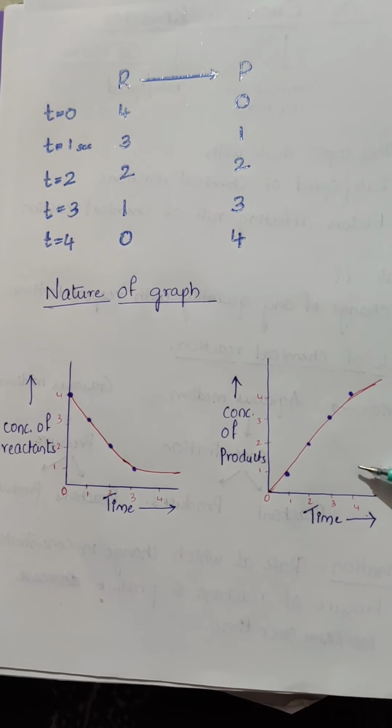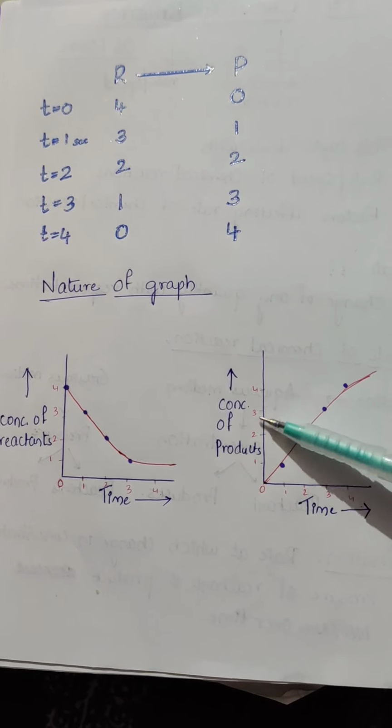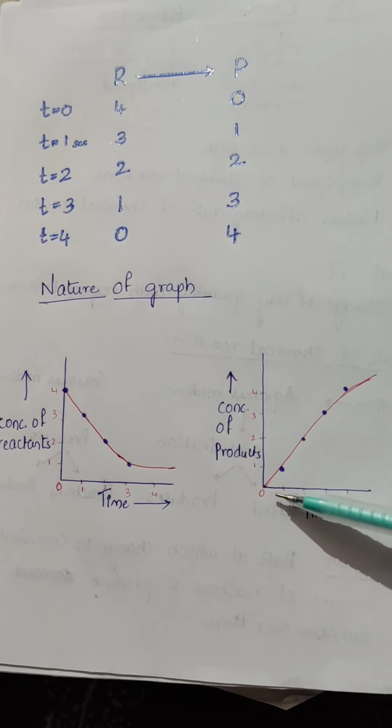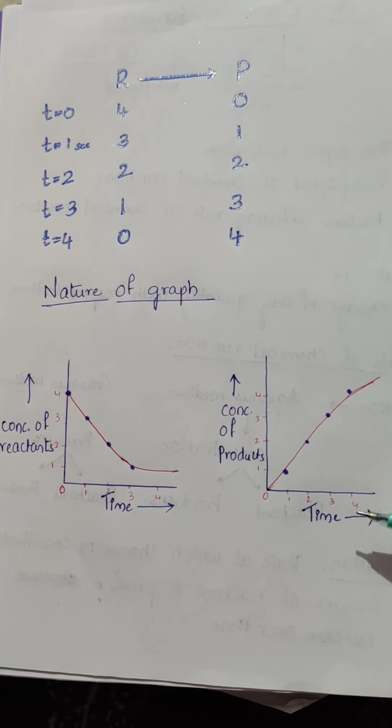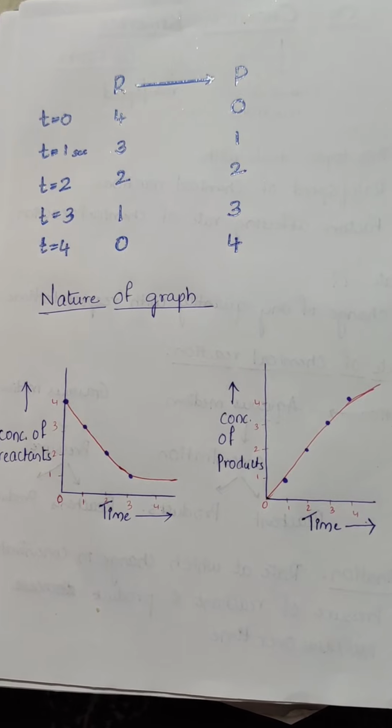If you want to study the graphical representation of concentration of products versus time, you can see that the concentration of the products goes on increasing with the increase in time. As the reaction proceeds, the concentration of the products goes on increasing.